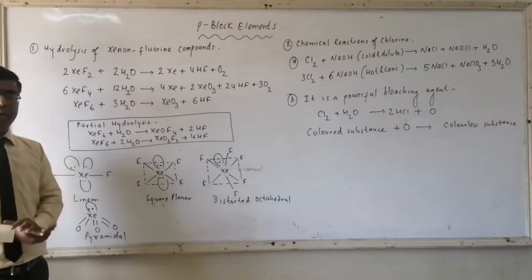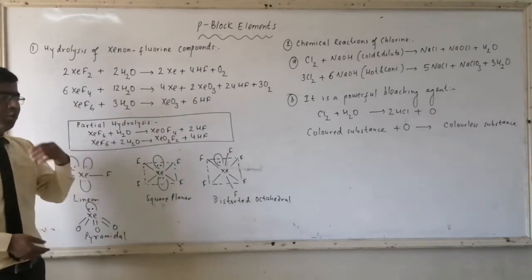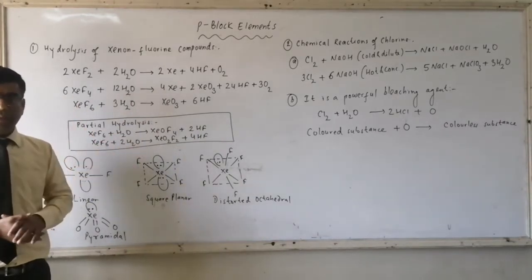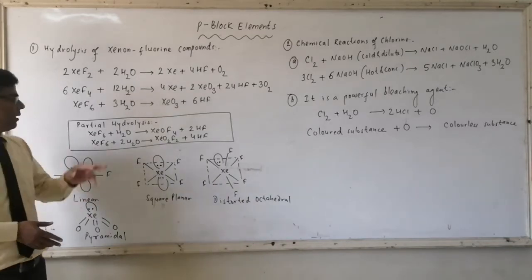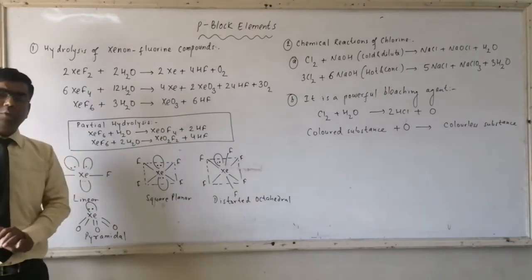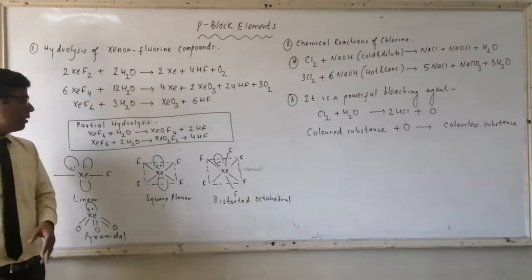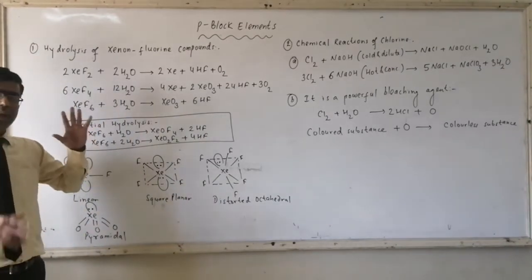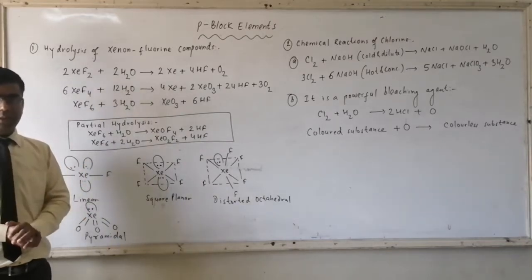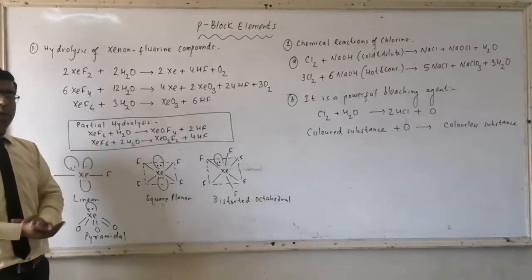XeF6, this is the complete hydrolysis. All the fluorine atoms are removed by oxygen. This is complete. Now what about incomplete? If XeF6 is made to react with 1 molecule of water, this is incomplete hydrolysis. This is called partial hydrolysis. If it is made to react with 2 molecules, then also it is partial or incomplete. For complete, it requires 3 molecules of water.